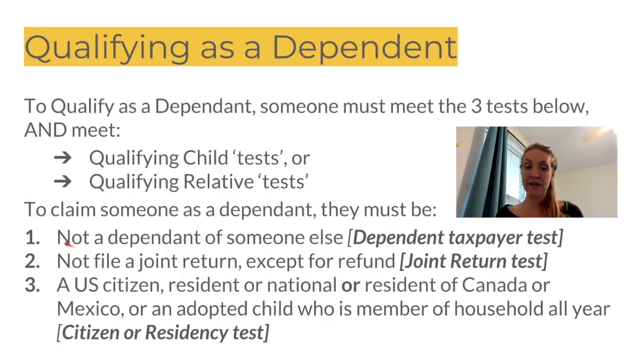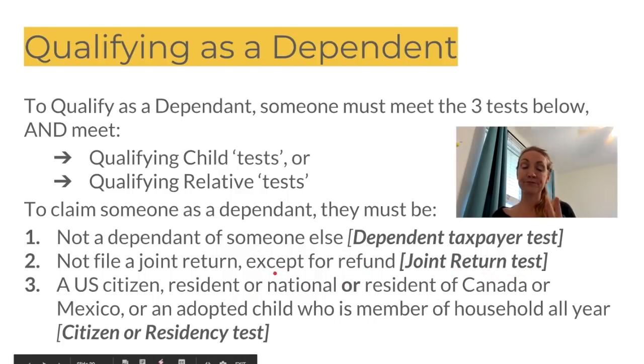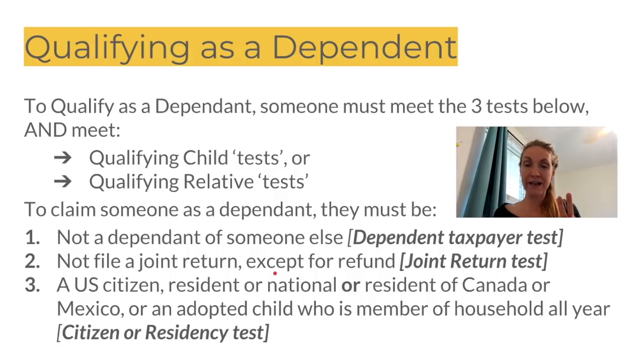So to claim someone, they must be first and foremost not a dependent of someone else, the dependent taxpayer test, and not file a joint return except for a refund, the joint return test. And all that means is that they're not actually paying tax liability on a return. If they have tax liability, or they're required to file, then this doesn't count. It's only if they made very low amounts and they're not required to file, but they're doing so for a refund.